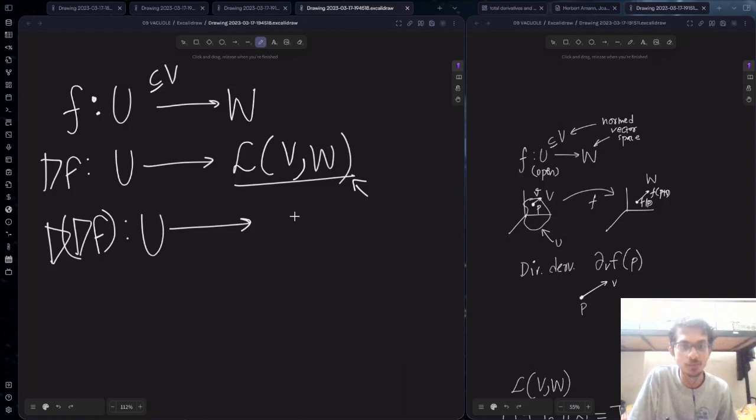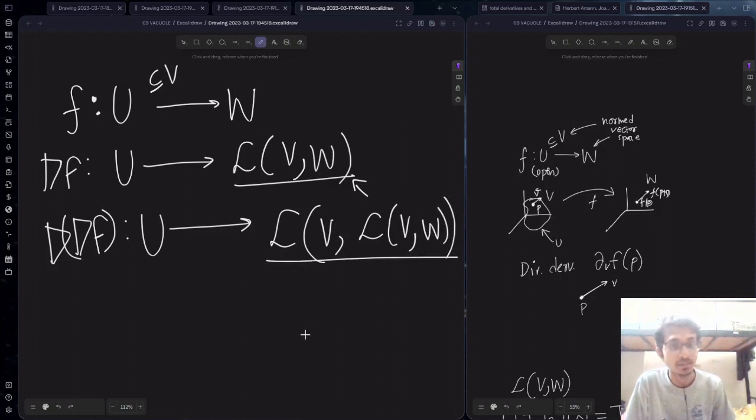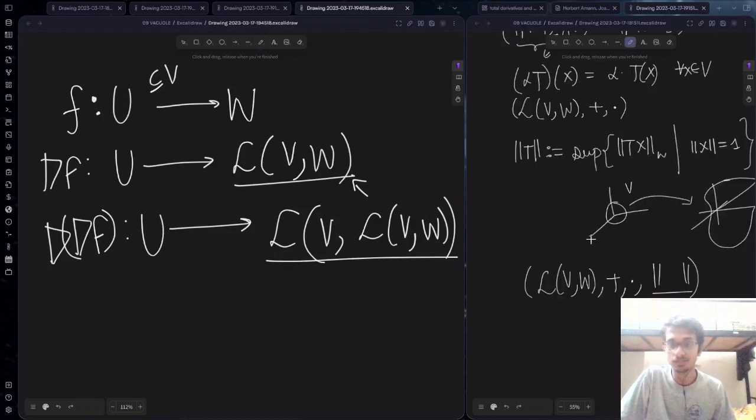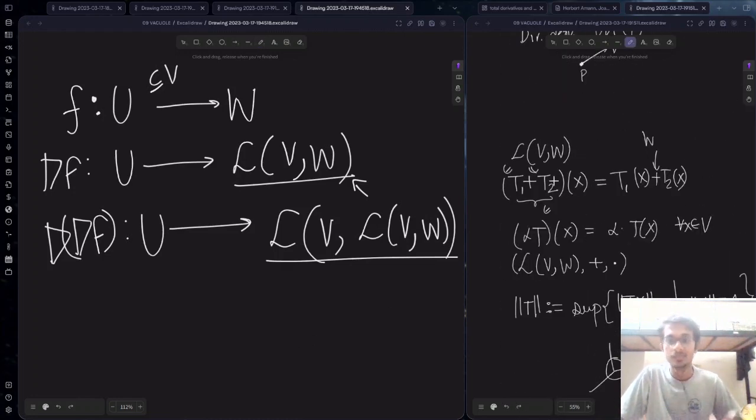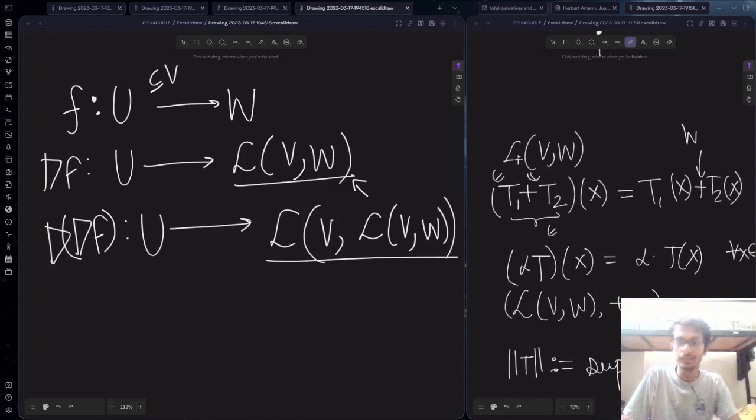So the domain is the same thing, but now I have to understand this set. This set is a pretty weird set. We just defined what a vector space is. Now we just define this operation twice.